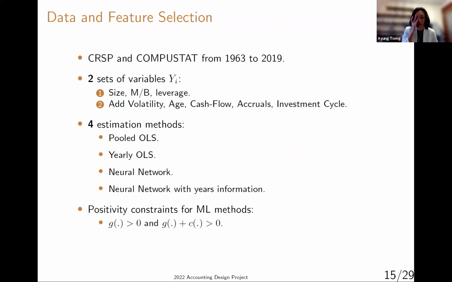From there, we have effectively two sets of big variables. We have the common three variables that are used in Can and Watts: size, market to book, and leverage. And then we augment that eventually with 5 more variables: volatility, age, cash flow, accruals, investment cycle.